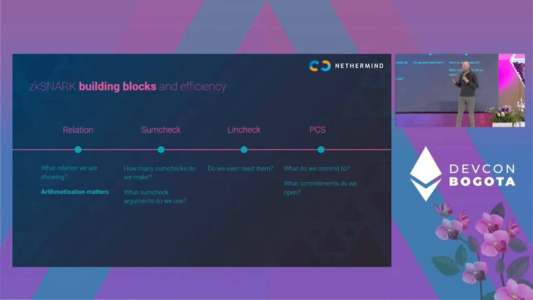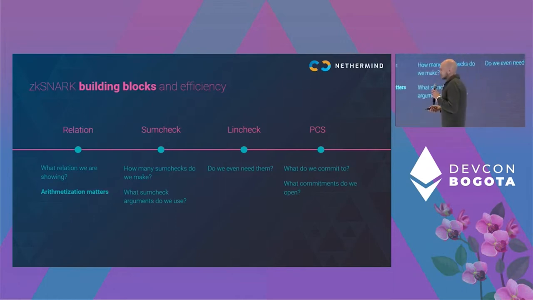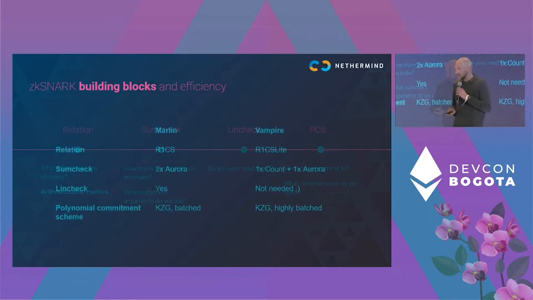Then we have a sum check. Basically, the question is, how many sum checks do you need to show your result? Then we have lin check. The question here is, do we even need a lin check? And last but not least, the famous polynomial commitment scheme, which also defines the size of the proof. We need to tell which polynomials we are committing to, and which commitments we open. Can we batch openings? Can we batch commitments?